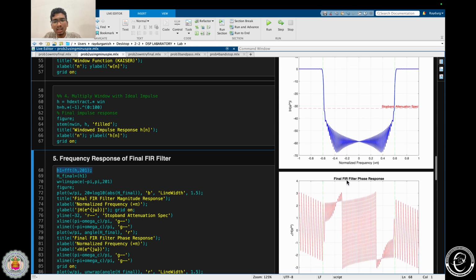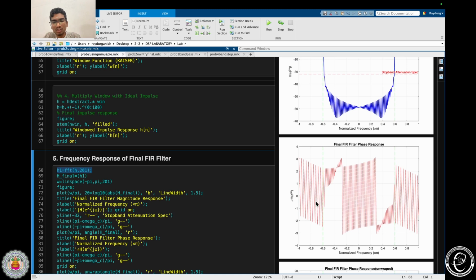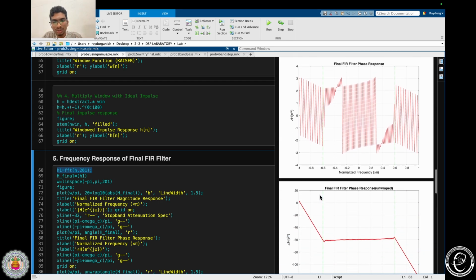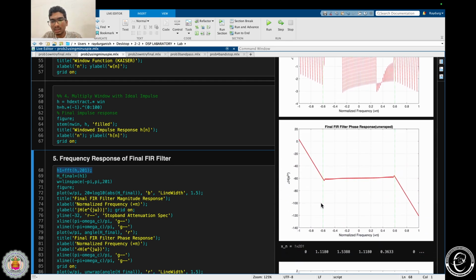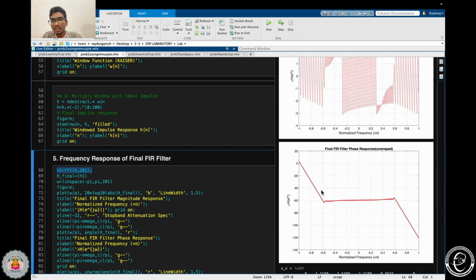And if you see the phase, the same thing: because of the wrapping, you can see some zigzags, but actually it is linear. If you use the unwrap command, then you can see it is linear. It is allowing the high frequencies. So at high frequencies, the phase is linear at this part and even at this part.